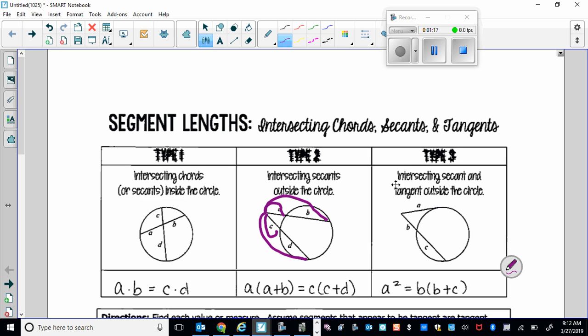And then thirdly, an intersecting secant and a tangent. Since the tangent side doesn't have an inside, you just take the outside and square it. And then you do the same thing here: outside times the whole, so that's why we have B plus C added. Outside times whole equals outside times whole. This is what we usually use. When it's 2 chords, it's just the product of the 2. So now we're going to see how this applies to solving problems.